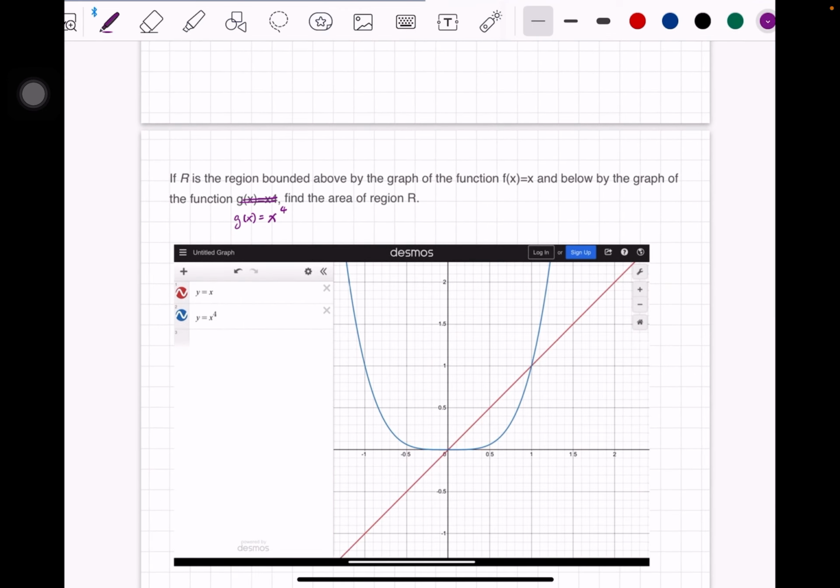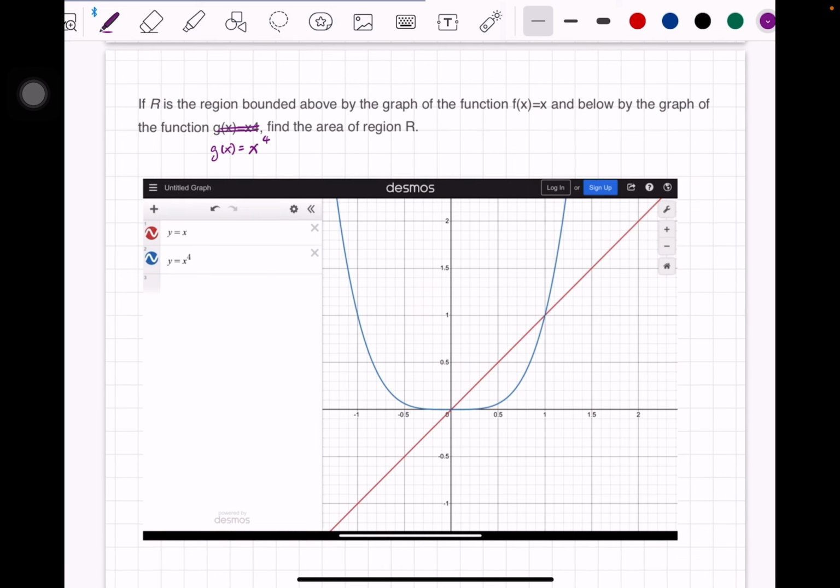Let's move on to another example. Again, I use Desmos to graph the two functions, so we can see more nicely what the region looks like. We have two functions: f of x equals x, which is the red straight line, and then the polynomial g of x equals x to the fourth.